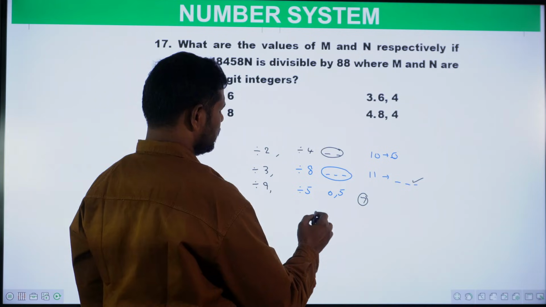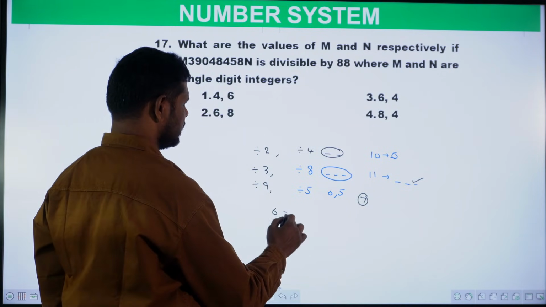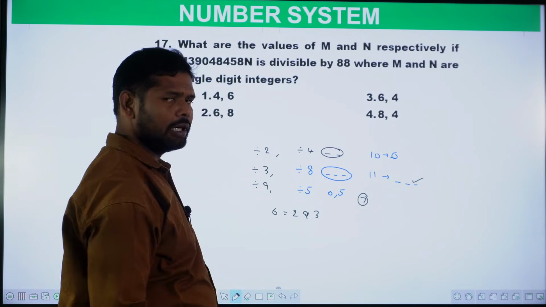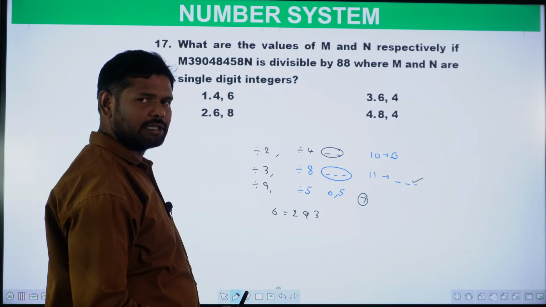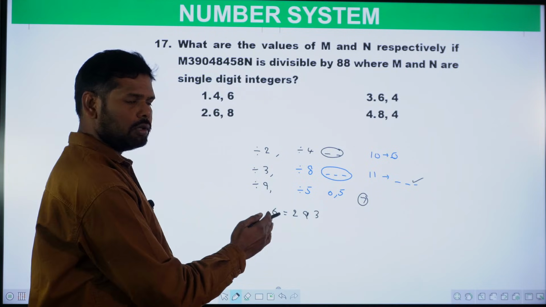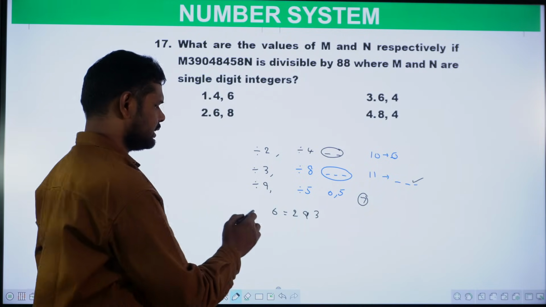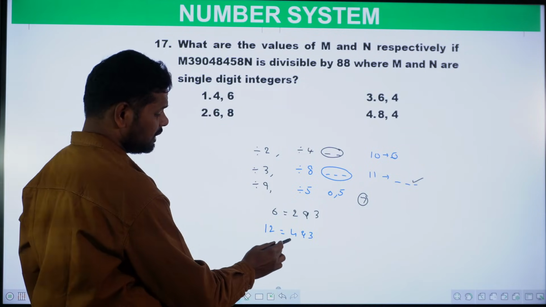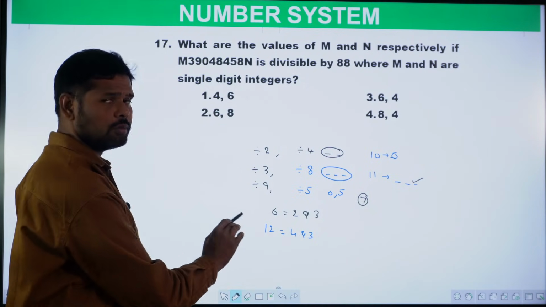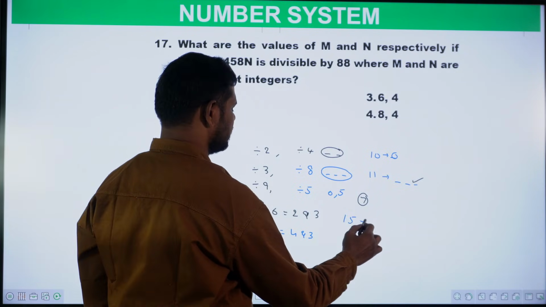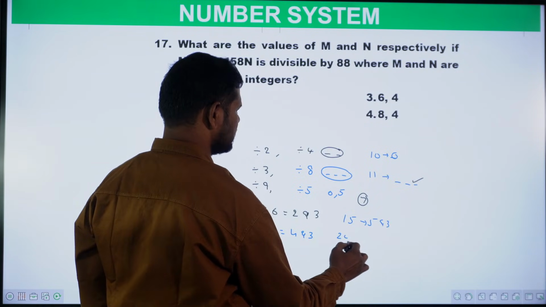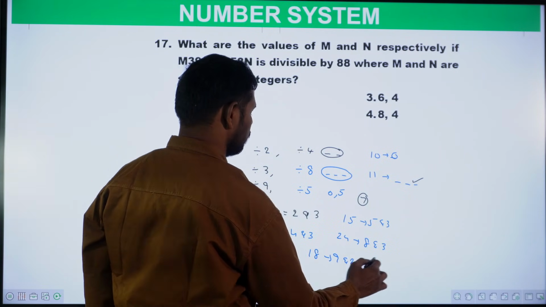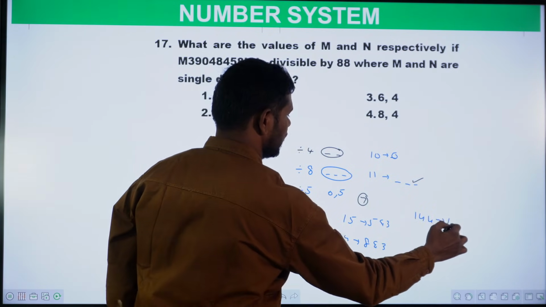For 6, it is the product of co-primes. Take any co-primes, each having its own divisibility rule, then apply both: 2 into 3 is 6, so you check both 2 and 3, and the number must be divisible by 6. Again 12 means 4 and 3; if the number is divisible by 4 and 3, it is automatically divisible by 12. 15 means 5 and 3, 24 means 8 and 3, 18 means 9 and 2, and 144 means 16 and 9.